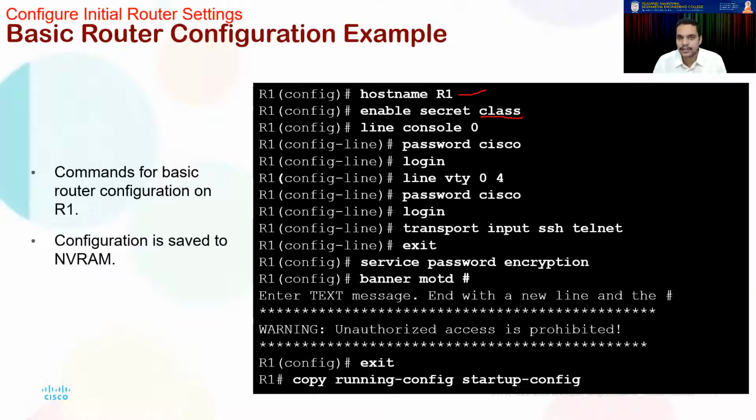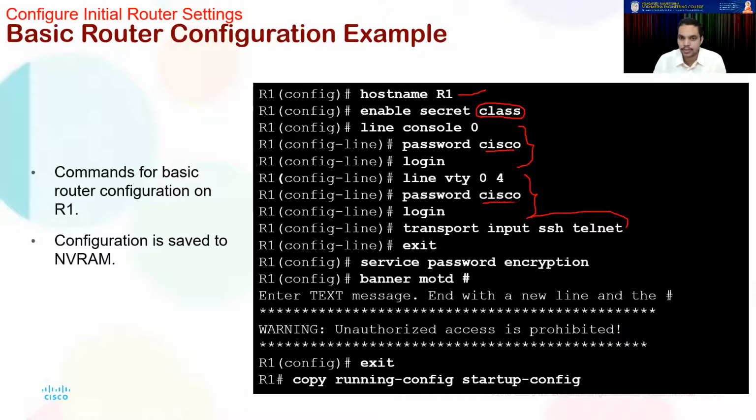I set up the password as class here. This is just an example. And then you have to secure the user executive mode, where I said line console 0, password. I'm setting it up as Cisco, and then login. Then I secured your virtual logins, so line VTY 0 24, password Cisco.